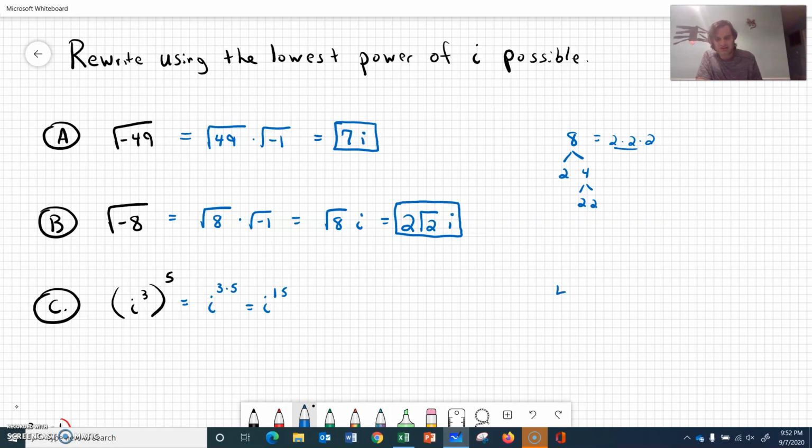So we can take the 15 and divide it by 4. 4 goes into 15 3 times for a total of 12, but leaves a remainder of 3. And the remainder is what we're looking for. So i to the 15 is the same thing as i to the third. And one of our properties was that i to the third was negative i. So that is the reduction there.